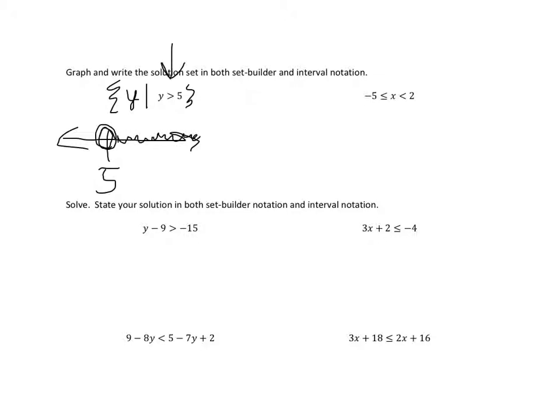So putting this in interval notation, the solution set to this starts at 5 but doesn't include 5. So we have a parenthesis and not a square bracket. Put the 5 there, the infinity, and then we're good. So that's exactly what we do right there.